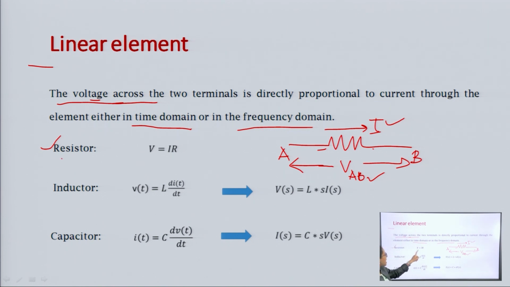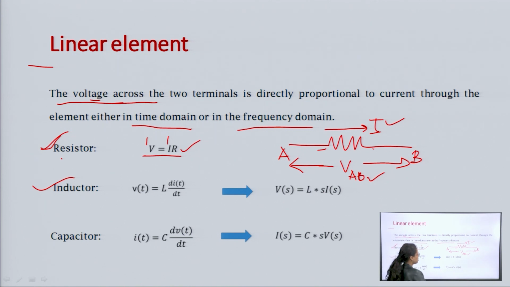So in the resistor, we already know Ohm's law, which says V is directly proportional to I, that is V is equal to IR. So we see here that there is a linear relation between V and I, in the time domain, right. Clear? It is a linear relation between V and I in the time domain. So the resistor is a linear element. Next is the inductor.